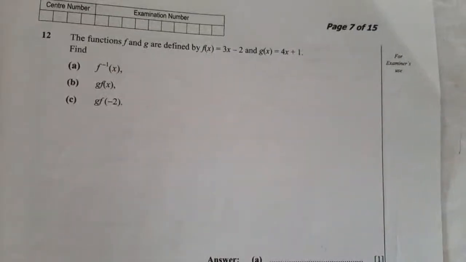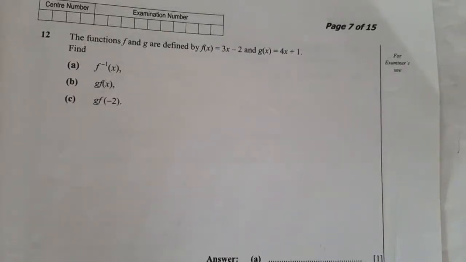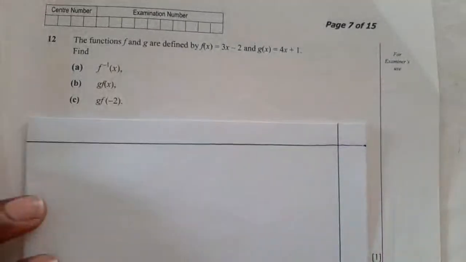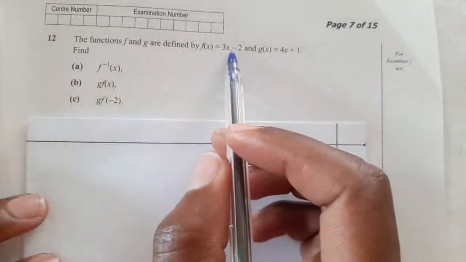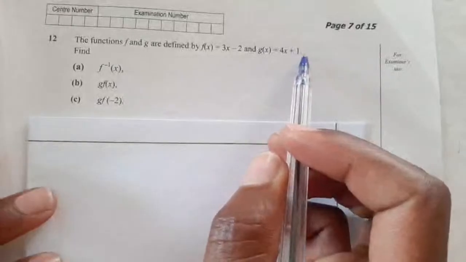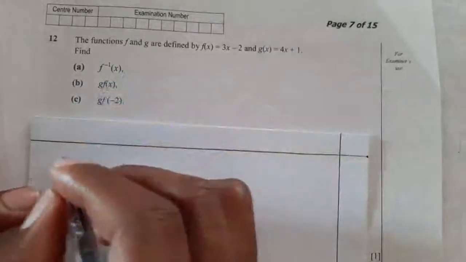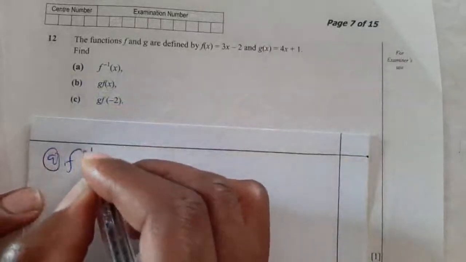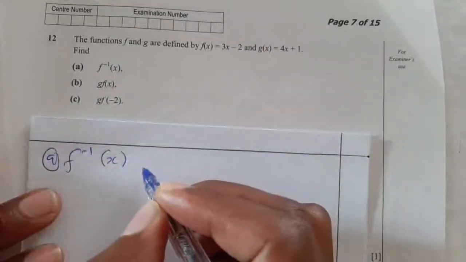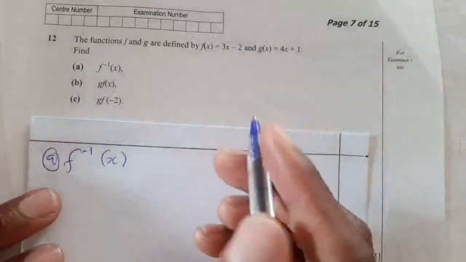We go for question 12, which is coming under functions, saying the functions f and g are defined by f of x is equal to 3x minus 2, g of x is 4x plus 1. Find the f inverse. So f inverse simply means we make x the subject of the formula.